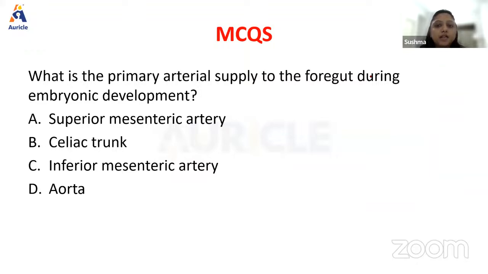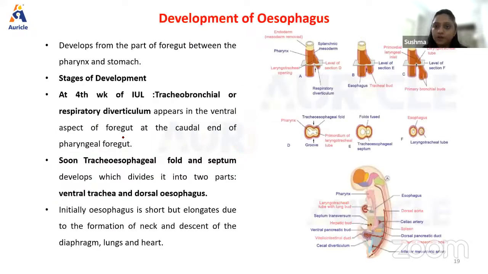What is the primary arterial supply to the foregut during embryonic development? Foregut is celiac trunk. Celiac trunk comes from abdominal aorta. Okay? Yes. You can say, sometimes you can argue why is it not aorta, because celiac trunk comes from aorta only, but celiac trunk is a more specific answer. Of course, it comes from aorta. Of course it is, but celiac trunk is a much better answer. It cannot be superior mesenteric because it forms midgut, inferior forms hindgut. So, a better answer over here would be celiac trunk. Nothing is wrong if you say aorta. Of course, everything is supplied by aorta only, but celiac trunk is a better answer over here.